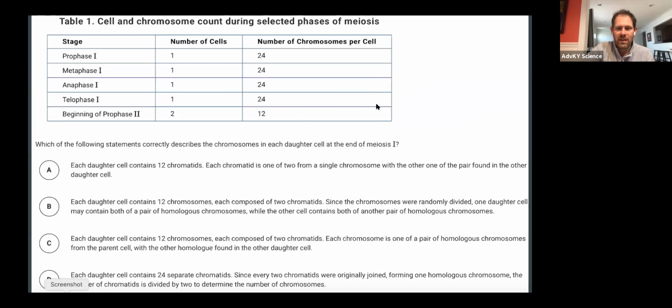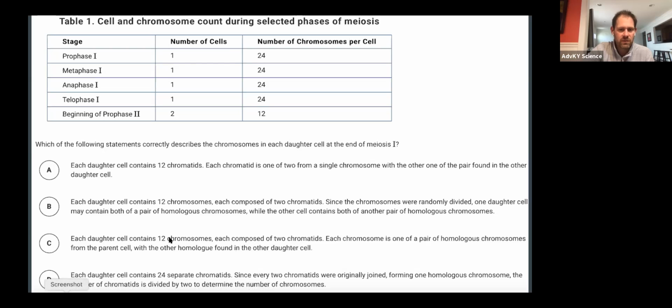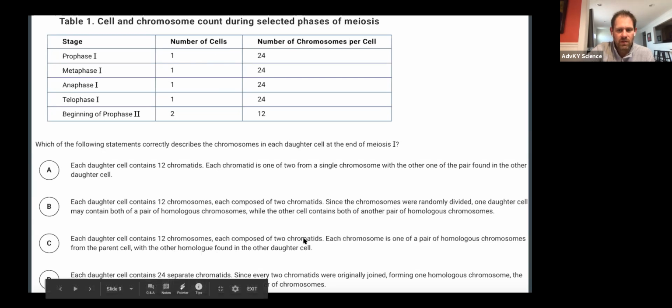The question says, at the end of meiosis 1, how many do I have? So the answer has to be 12. So that automatically eliminates 24. What else could I look to eliminate? This one says 12, this one says 12, this one says 12. What could I do to eliminate the rest of them? Each chromosome, what am I looking for, you think? So we're not looking at homologous chromosomes. That would be easy to eliminate there. Homologous chromosomes would only be in prophase 1. So that one's out. So we're on A and C, all right?